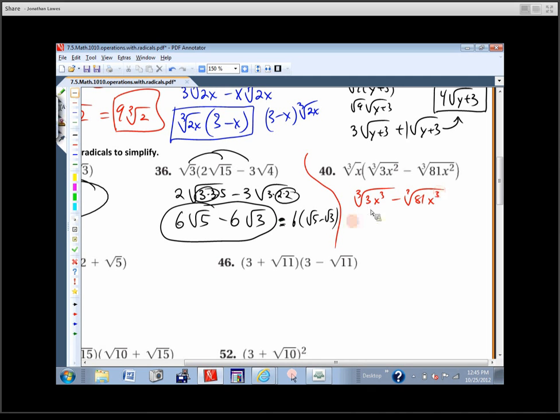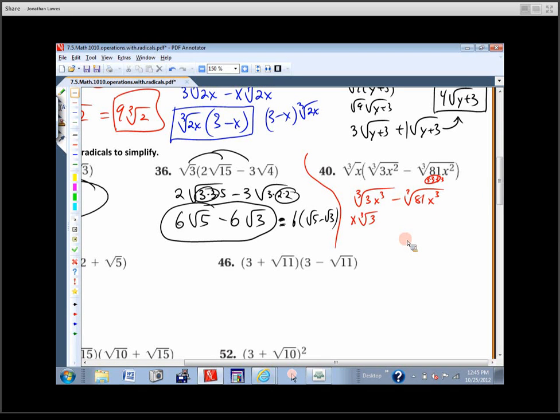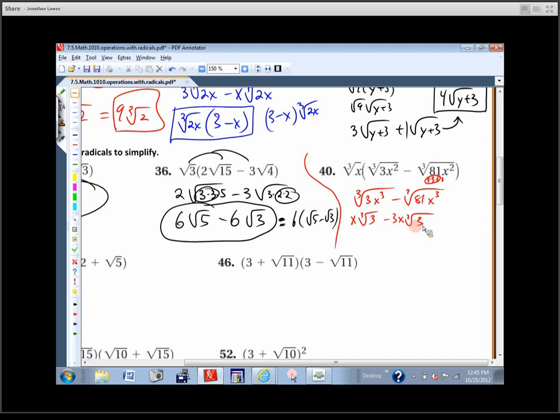So this is x cube root 3, a group of 3 x's. Remember, this is 3 times 3 times 3 times 3. So I've got a group of 3 3's. So I can take that on the outside, and I can also take out an x. What's stuck underneath? 3. So it's x cube root of 3 minus 3x cube root of 3.